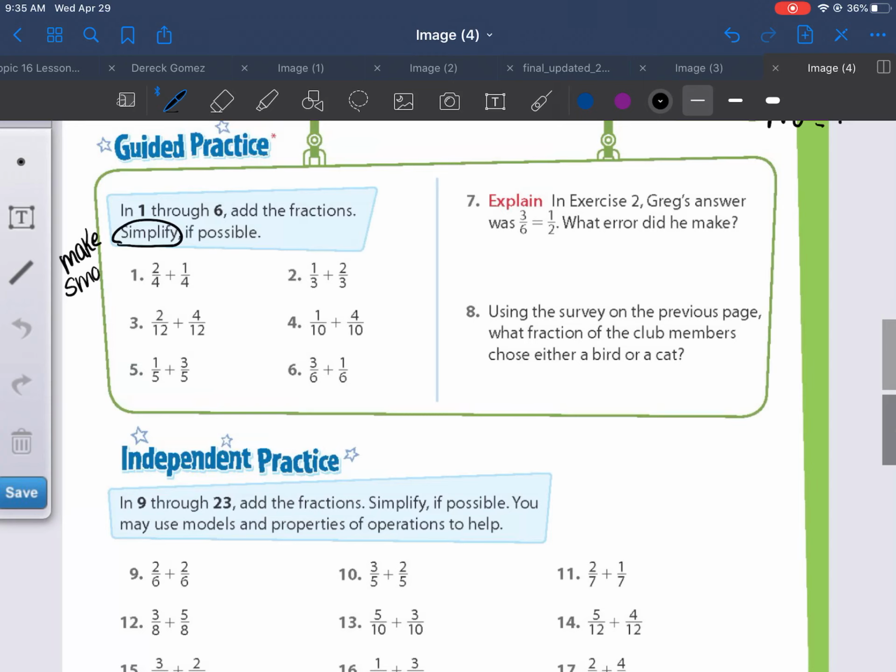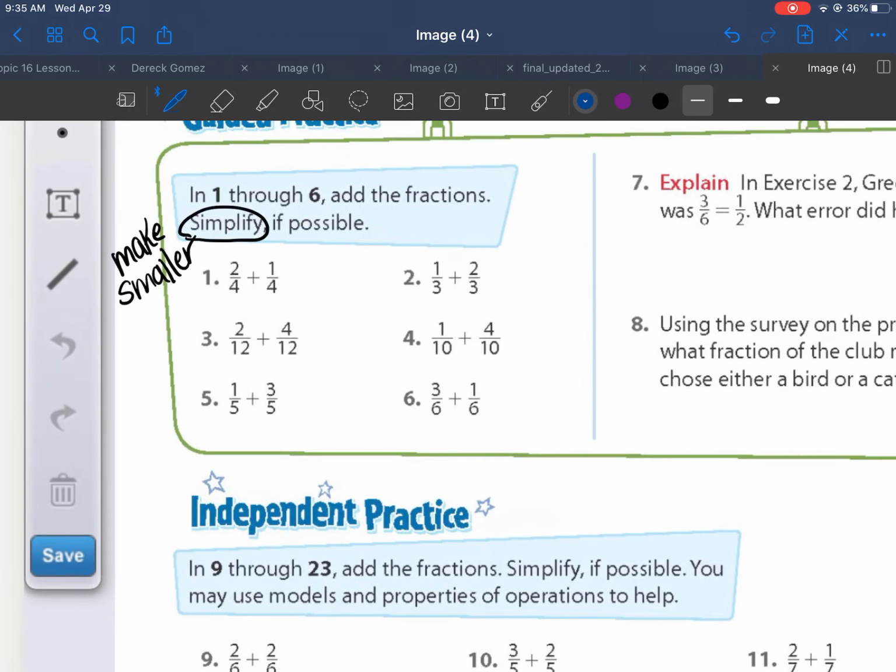So let's go ahead and practice with 1 through 6. Add the fractions. Simplify if possible. Remember, simplify means to make smaller. So I'll start with number 1. 2/4 plus 1/4. Remember, denominator stays the same. 2 plus 1 is going to be 3. So my sum is 3/4.